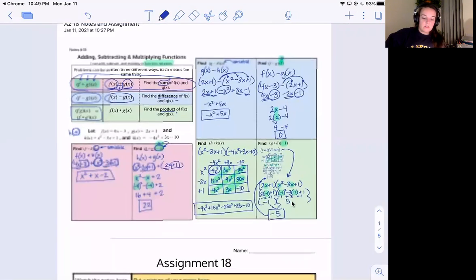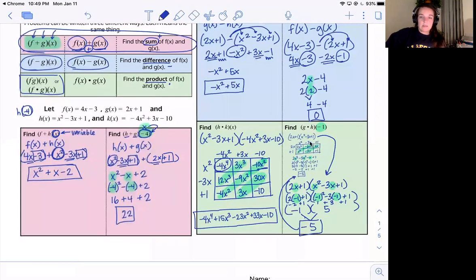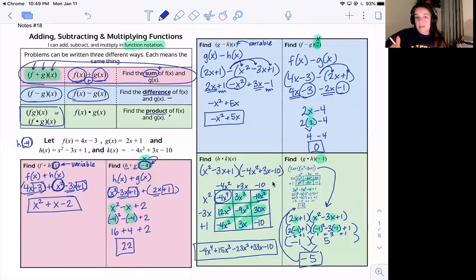All right. So we have adding, combining like terms, subtracting, distributing the negative, then combining like terms, and multiplication using the box. Okay. That is adding, subtracting, and multiplying.